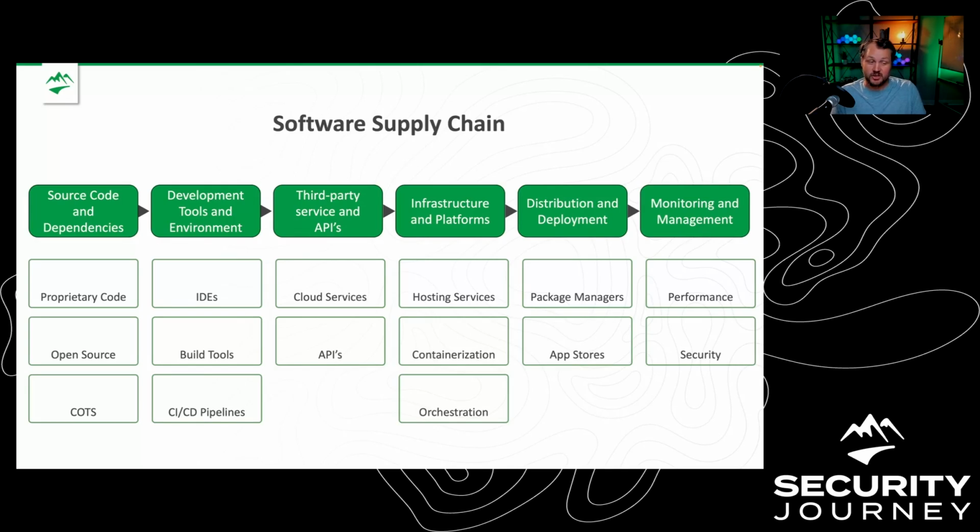It starts with source code and our dependencies, understanding the difference between commercial off the shelf versus open source versus what we're writing ourselves, how those all work together, and how we're securing those. But it also involves all the tools that we're using to develop: our IDEs, our build tools, our pipeline setup. It has to do with any third-party services and APIs that we're bringing in and leveraging in our application. It has to do with the infrastructure that our platform is hosted on. You could even consider part of the distribution and deployment, how we use package managers or where we're hosting these applications, as well as how we're monitoring. What tools do we have set up to monitor performance and security?